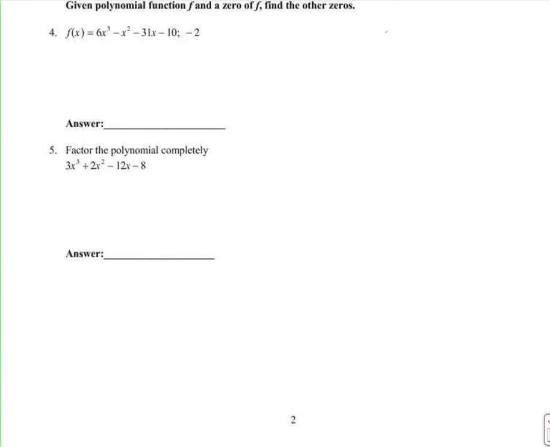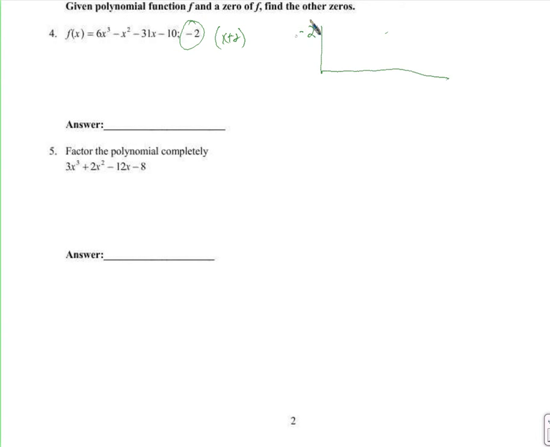Well, I should leave the instructions on there. Given the polynomial function f and 0, find other zeros. So if negative 2 is a 0, then x plus 2 is a factor. Let's do synthetic division. Negative 2 goes out here, right?